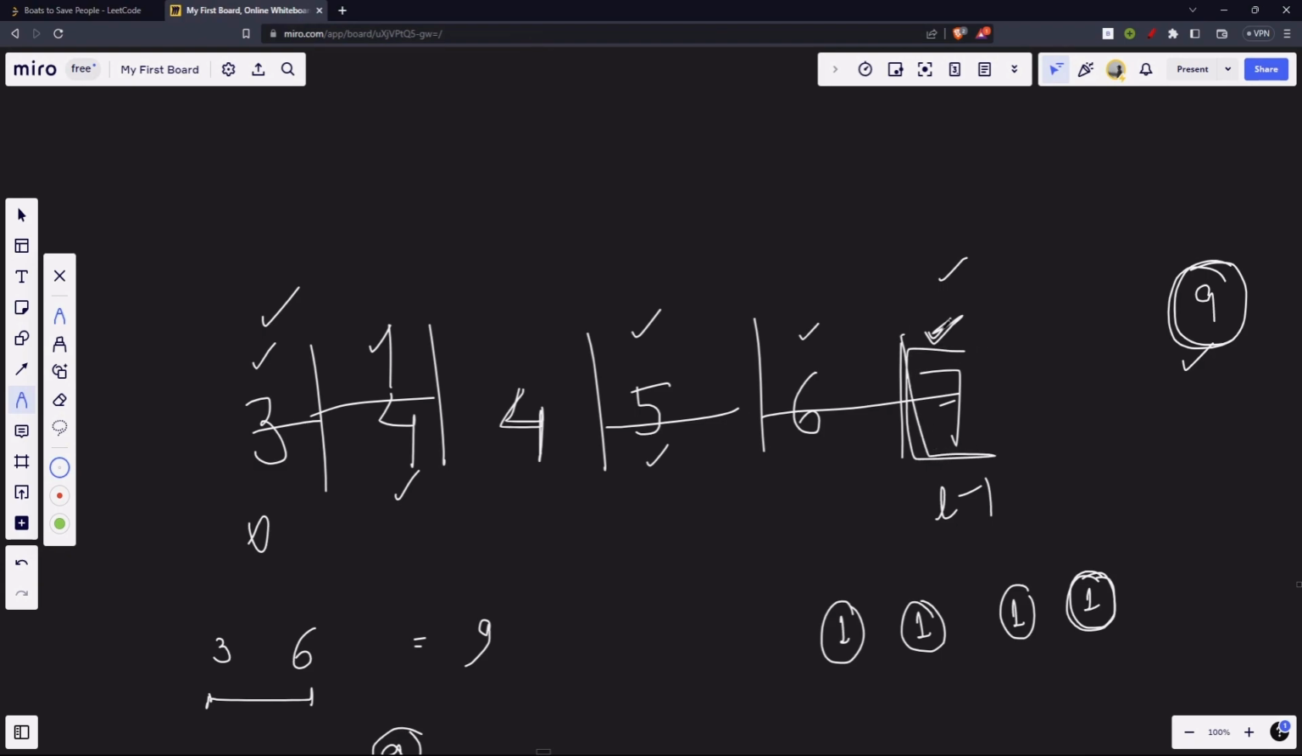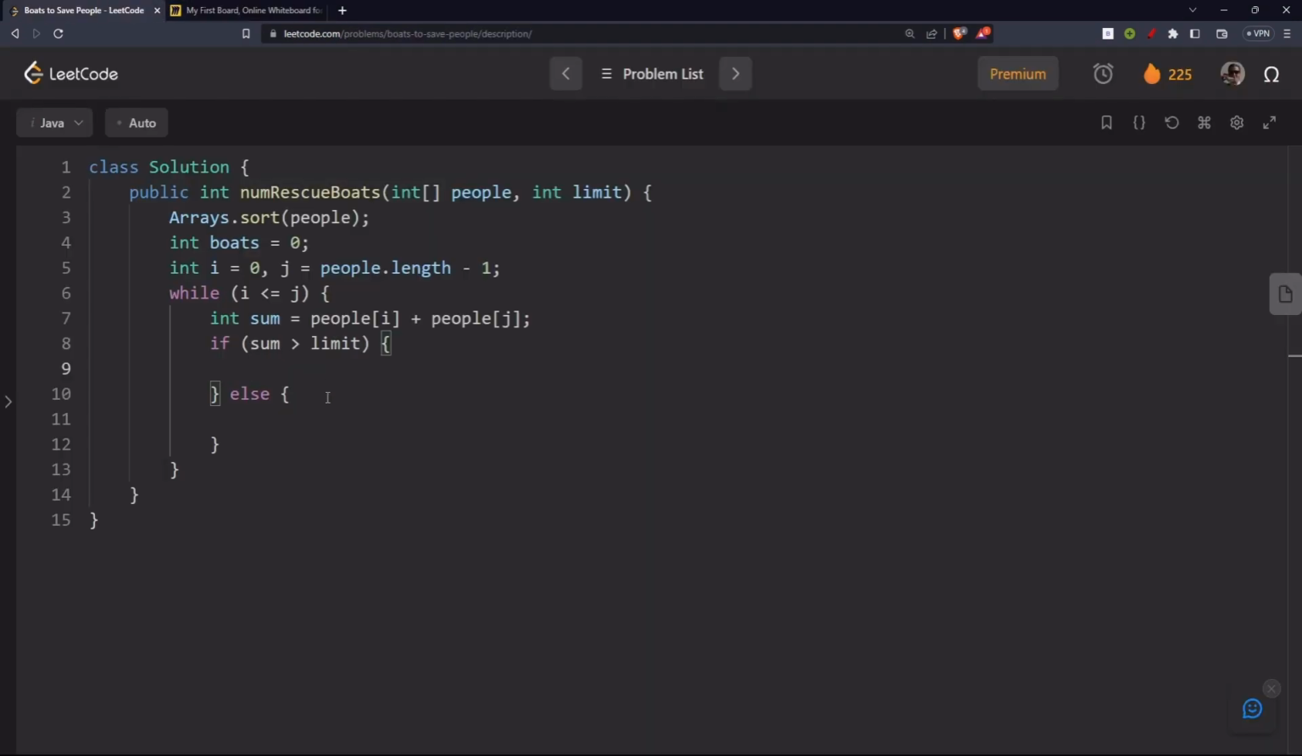Because of this 7, the weight had exceeded, right? So what did we do? We transported 7 alone. We said okay, 7 you go, and our pointer from here would come here. 7 has left, so j minus minus, and boats plus plus. So we discarded the last guy and he took one boat.